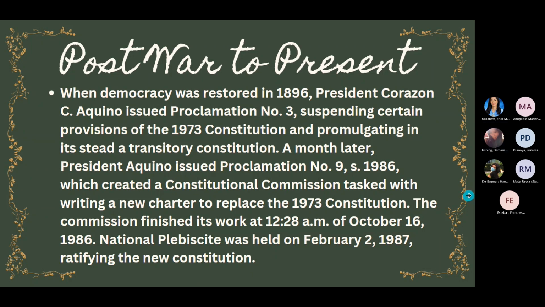When democracy was restored in 1986, President Corazon C. Aquino issued Proclamation Number 3, suspending certain provisions of the 1973 Constitution and promulgating in its stead a transitory constitution. A month later, President Aquino issued Proclamation Number 9, 1986, which created a constitutional commission tasked with writing a new charter to replace the 1973 Constitution.